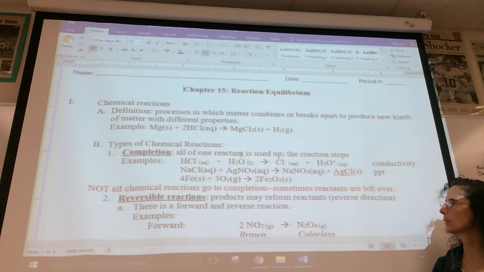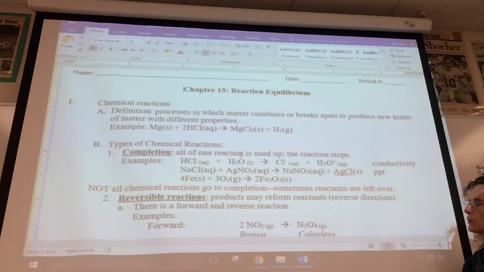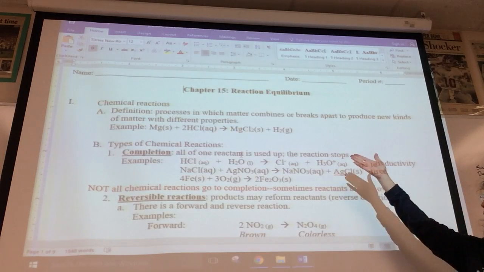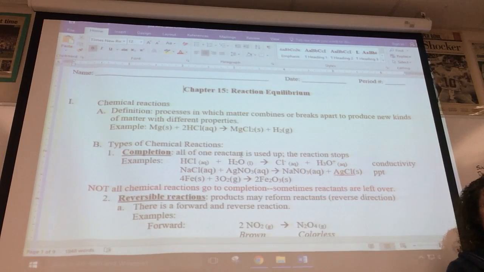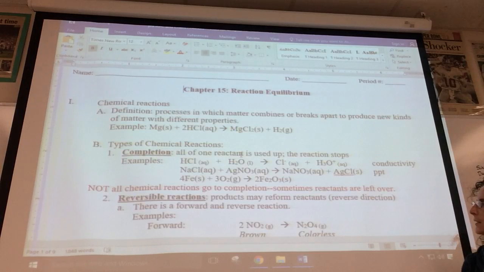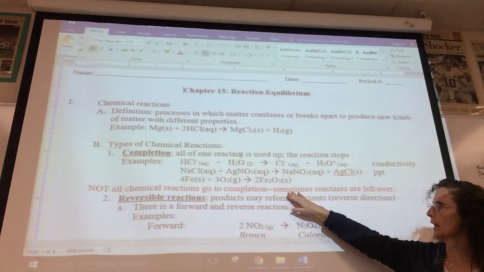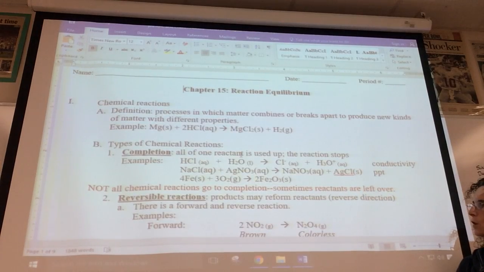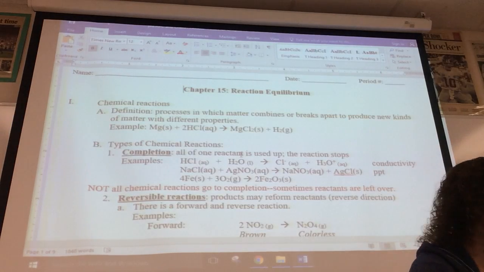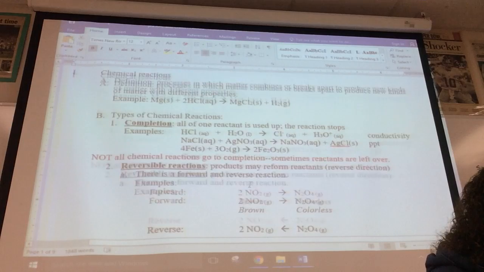So each of these reactions only goes in the forward direction, and you of course find that with single replacement reactions as shown here, because those are irreversible reactions. They only go in the forward direction. Now, not all chemical reactions go to completion. Sometimes reactants are left over. Sometimes products react with one another to reform reactants, and this is where you have reversible reactions.